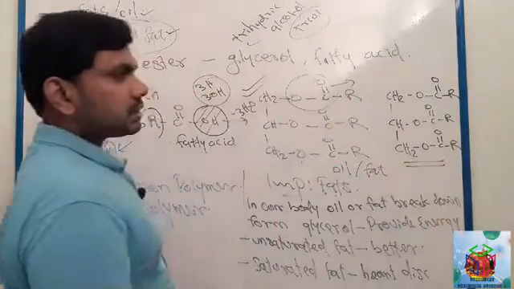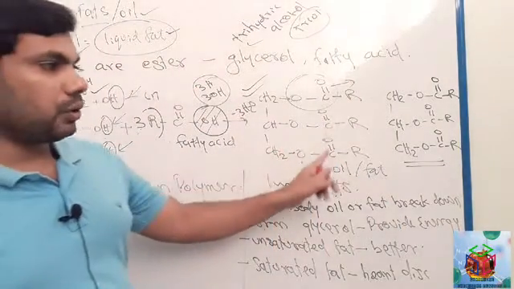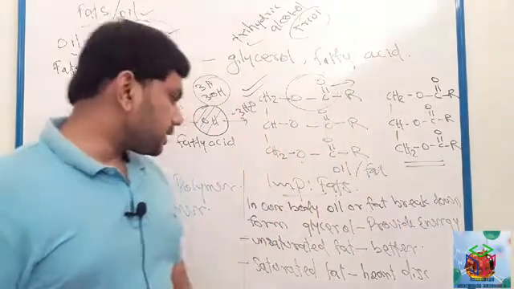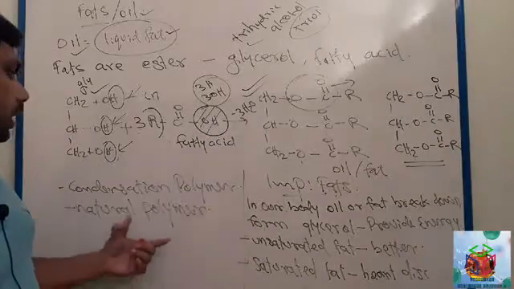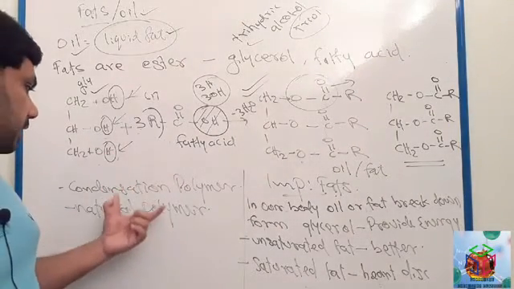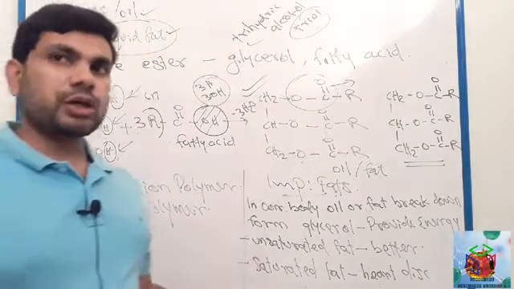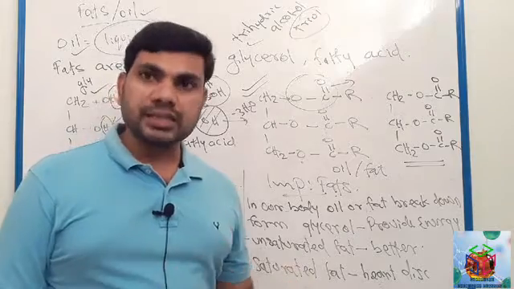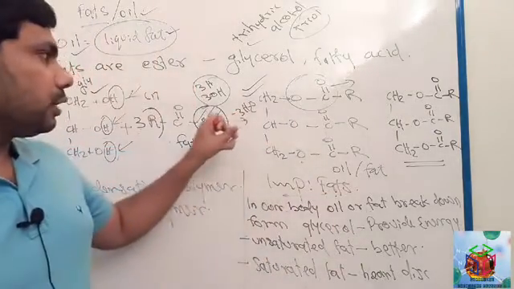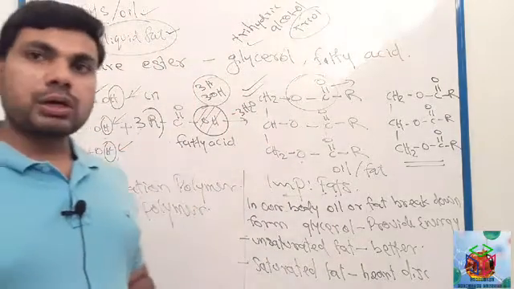Okay, so this is the same thing, oil or fat. Clear? Next one we have to discuss here, I told you before, this is a condensation polymer, and also a natural polymer. Oil or fat is a condensation polymer because a water molecule is eliminated, and it is a natural polymer.